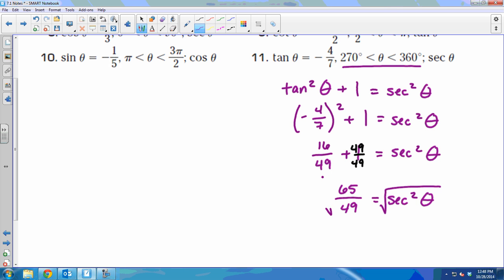And then we take the square root of each side. So I get the square root of 65 over 7. And the square root of 65 does not reduce.